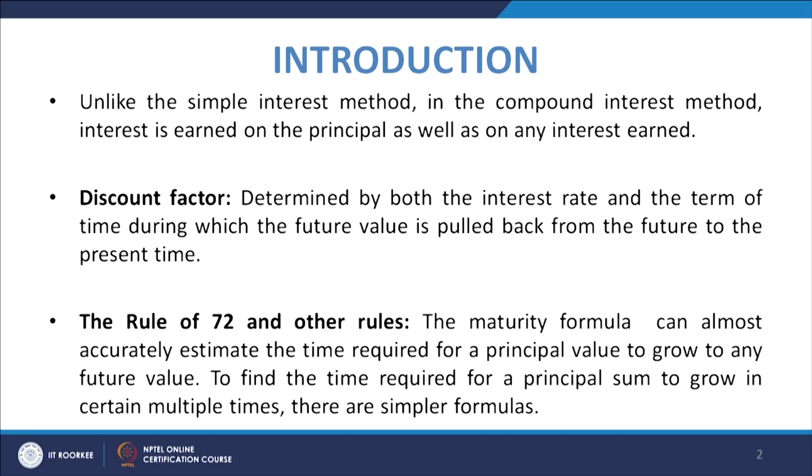Now, as we see, unlike the simple interest method, in the compound interest method, interest is earned on the principal as well as on any interest earned. So, that is what happens in the case of compounding: as time moves on, the interest amount does not remain fixed, which is the case in simple interest, because in simple interest it depends upon the first value, there is a certain percentage of it, that is the rate of interest, and that is multiplied with the time. However, when we talk about interest earned even on the interest, then it is defined as compound interest.